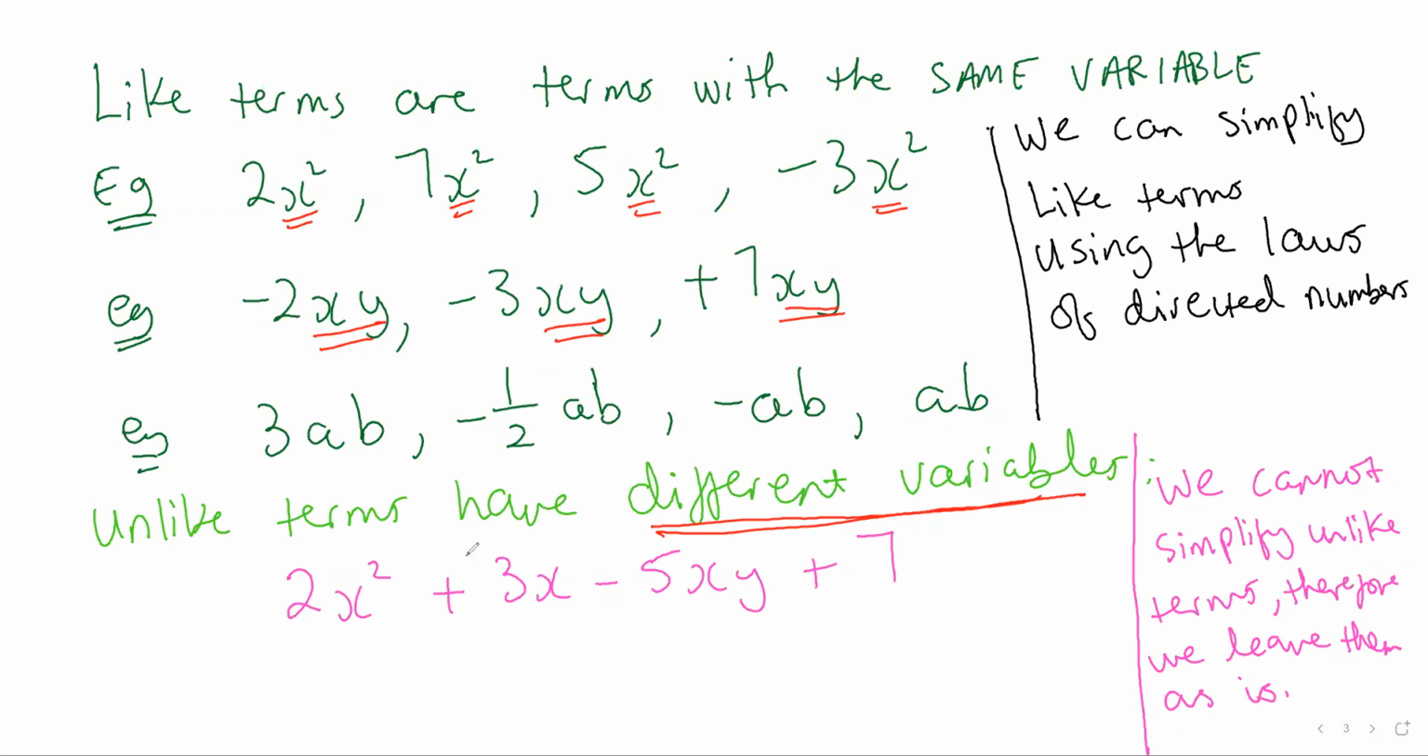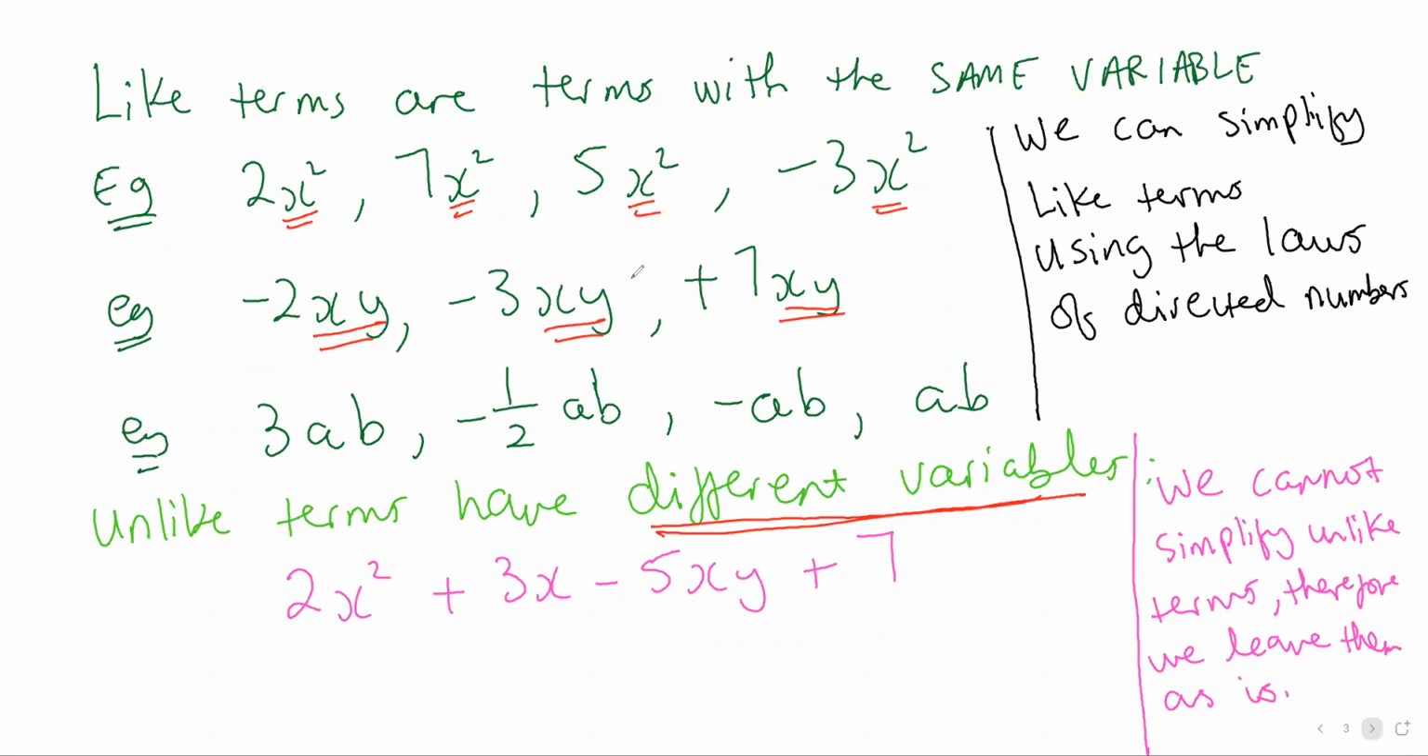Nothing here is matching to add to each other, because this first one is an x squared, this one is an x, this one is an xy, and this one is a number, a constant. If you tell me to simplify this here, yes, you can bring all of this into one term using the laws of directed numbers, adding and subtracting. This one, you can't do anything, you leave it as it is. So this is what like terms are. Like terms is a topic by itself, and it is important for simplifying algebraic expressions.